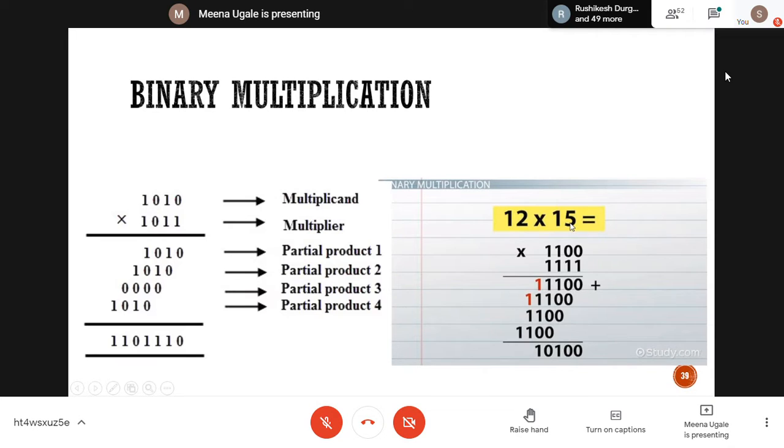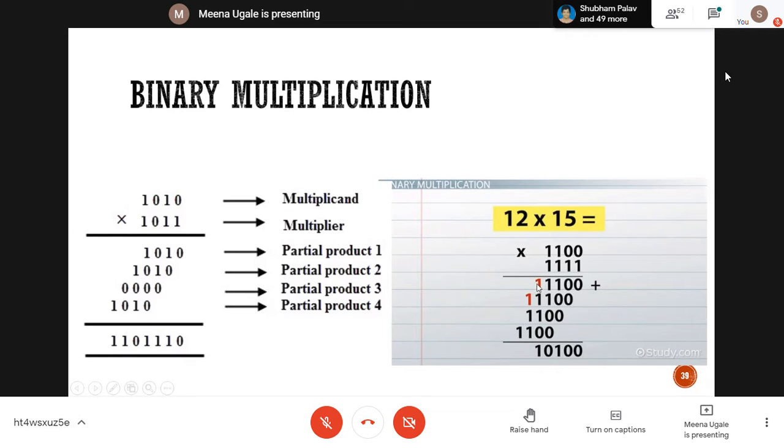Another example I have included here. No need to note down. I will share these slides, then you can refer afterwards also. I'm going for 12 multiplied by 15. So first I will be representing 12 and 15 in binary numbers. Then I'm going for multiplication.